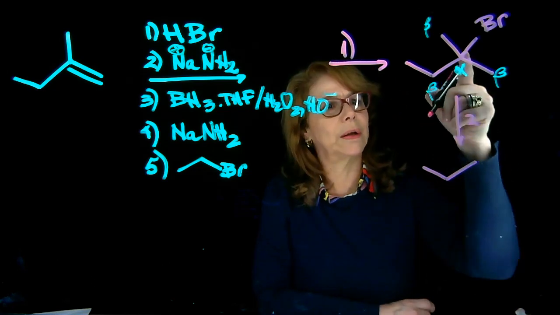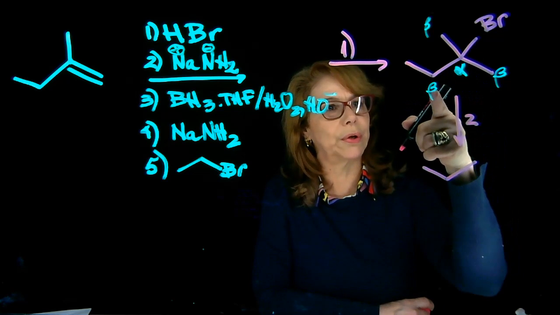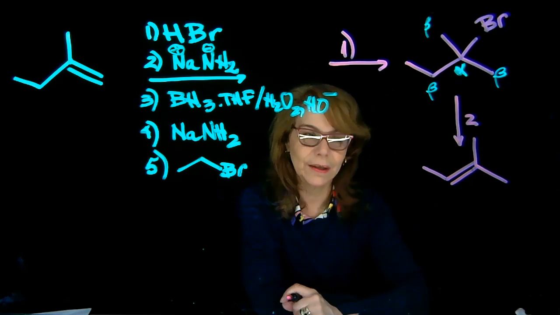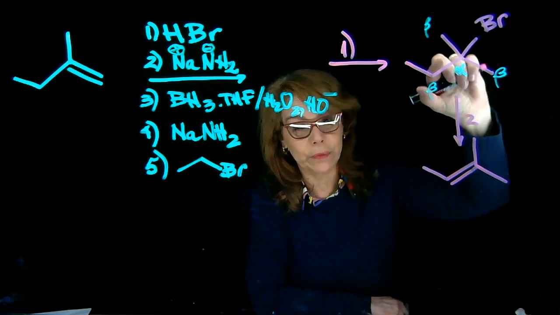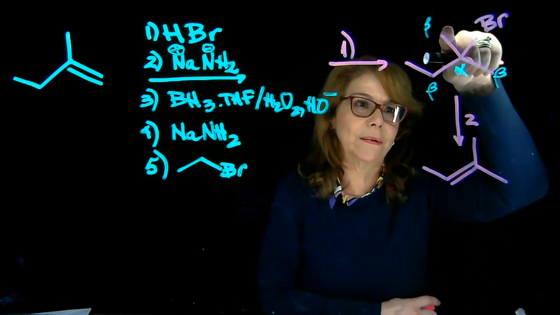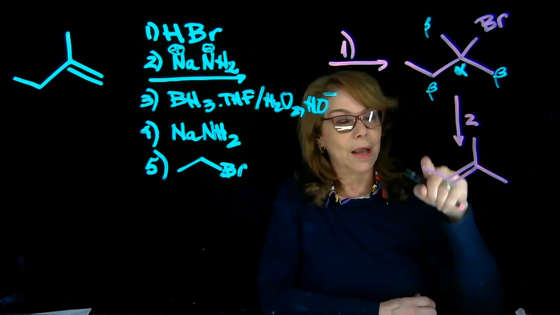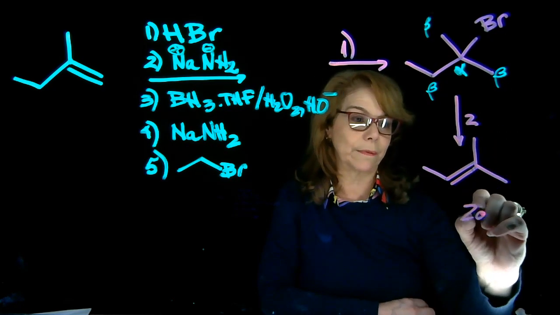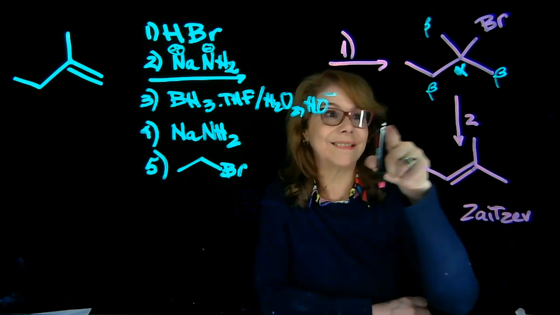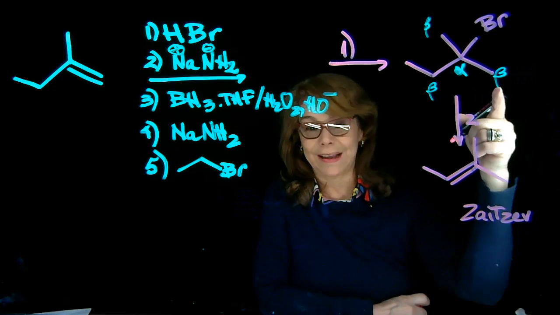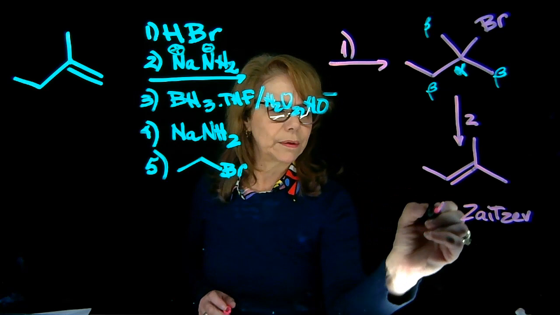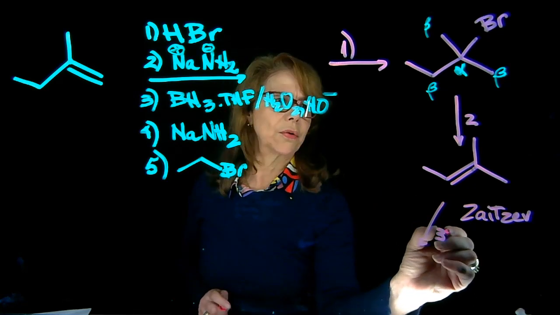So again, you're doing the elimination, removing the leaving group and one hydrogen here, and you're making that alkene. That is the Zaitsev product. We did that because that's a small base. Okay, so that's the product after that reaction. Then it says predict the product. Let's see what happens in reaction 3.